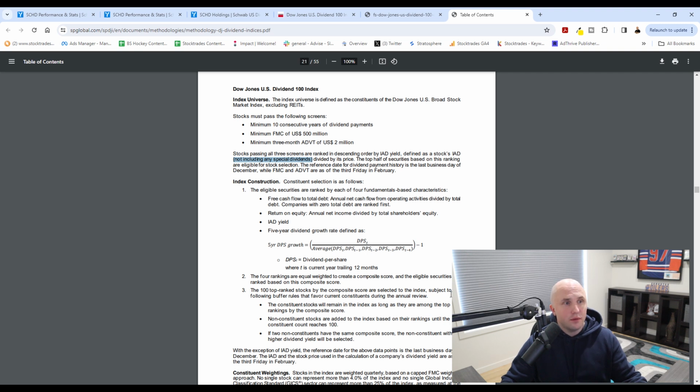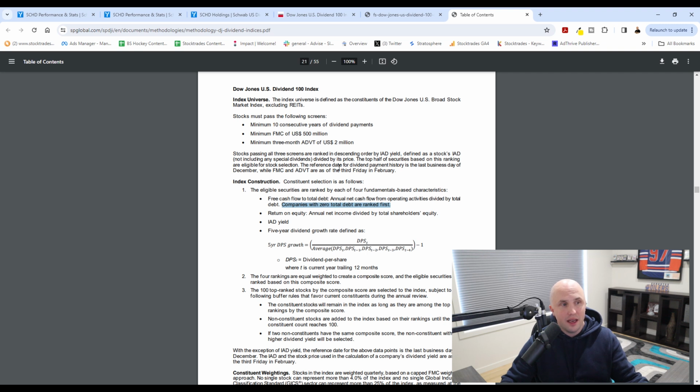So free cash flow to total debt. So this is the annual net cash flow from operating activities divided by the total debt. So companies with 0 total debt are ranked first. So you're going to have 0 debt, and then you're going to go down the list, and companies with more debt relative to their free cash flow are going to be underneath those with 0 debt. So return on equity, this is the annual net income divided by the total shareholders' equity. You're going to filter stocks that have higher returns on equity. This is a very important metric that determines, for the most part, the quality of the company.